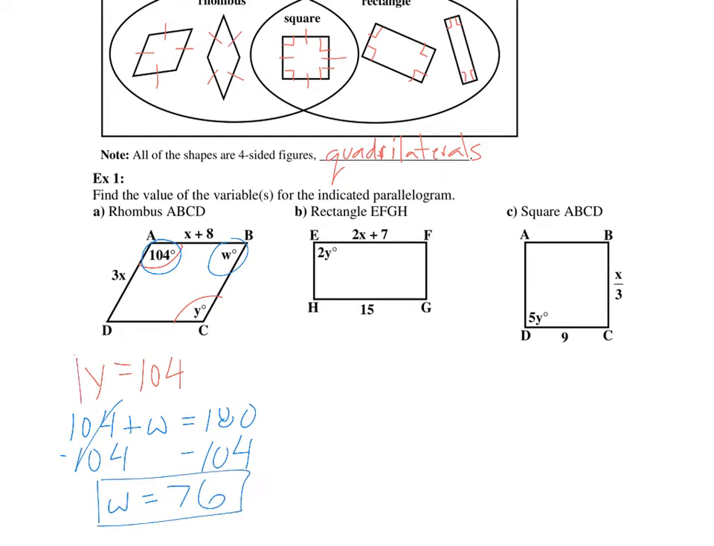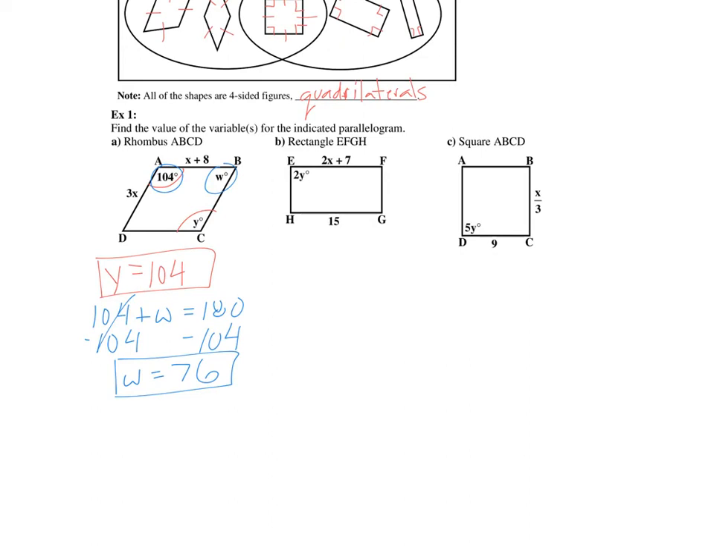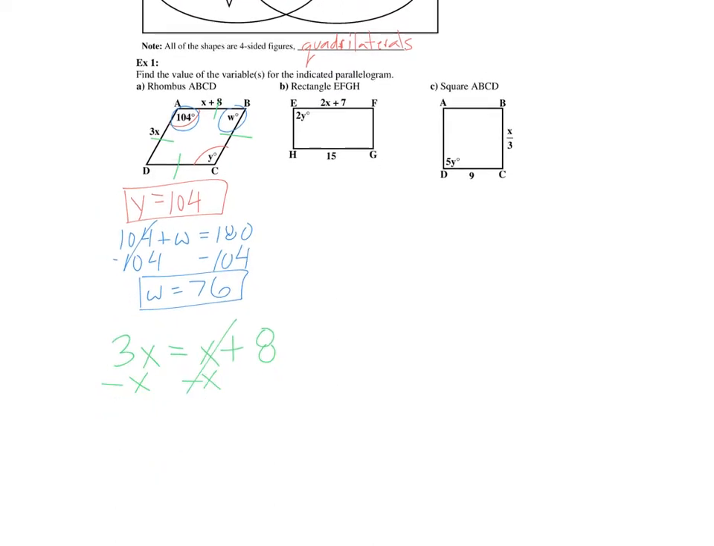All right, and the next piece, I know that this is a rhombus once again, so all the sides are congruent. So I could say 3x is equal to x plus 8. Subtract x, and I get 2x is equal to 8. Divide by 2, and x is equal to 4. Done.